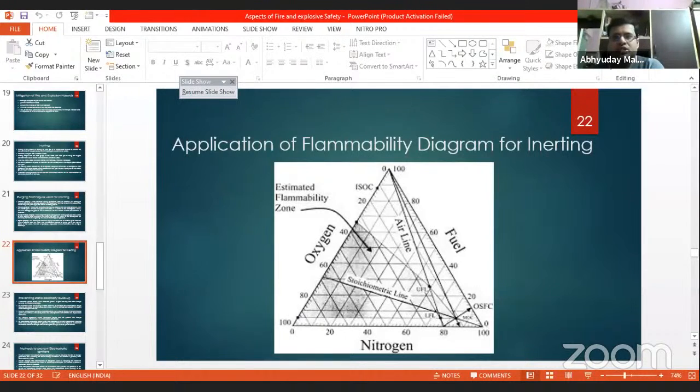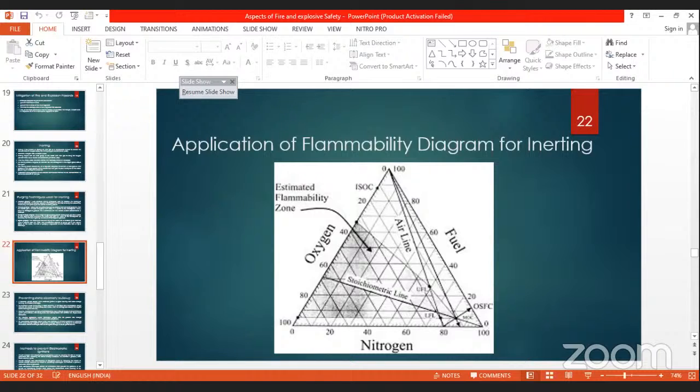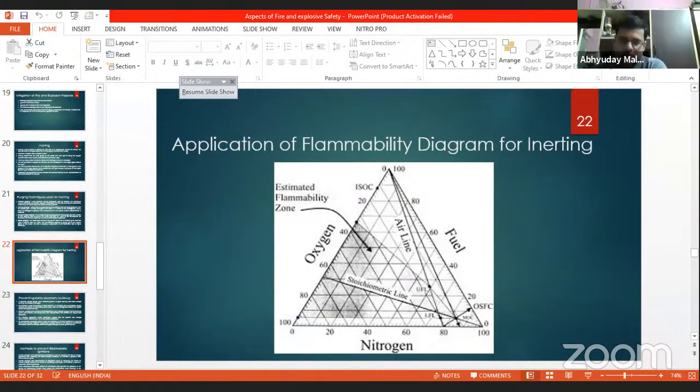So let us then come to the application of the flammability diagram for inerting. Flammability diagrams are triangular diagrams which represent the interaction between the three elements, that is a fuel, oxygen, and the inert gas. As you can see in this diagram, the flammability zone is estimated and it is demarcated in this diagram. As you can see, this is the flammability zone. This line is the upper flammability limit and this line is the lower flammability limit.